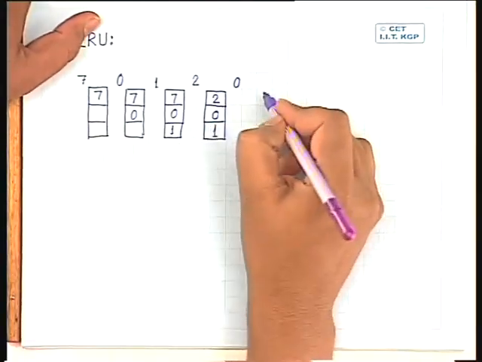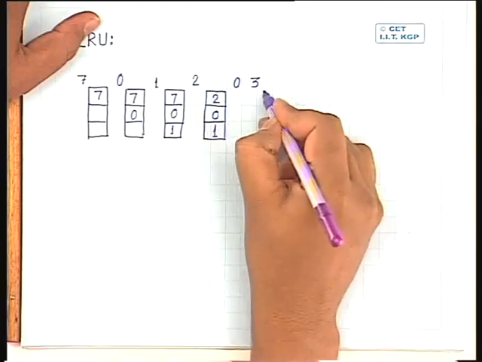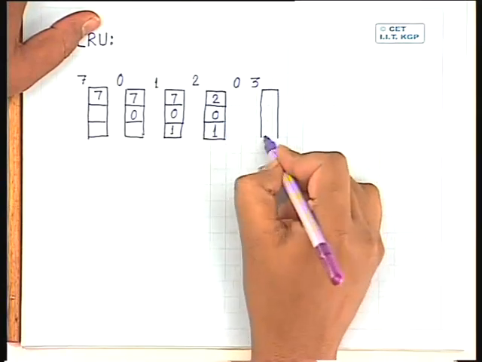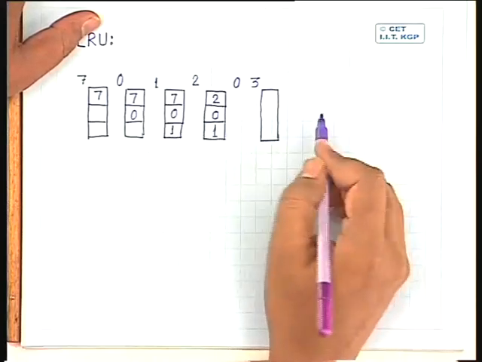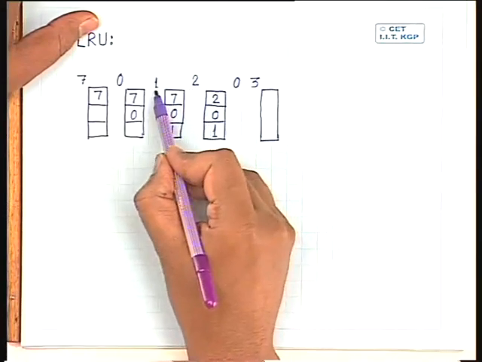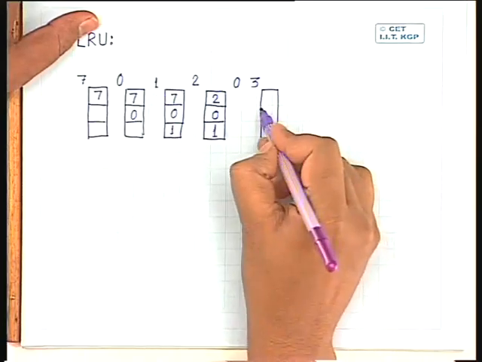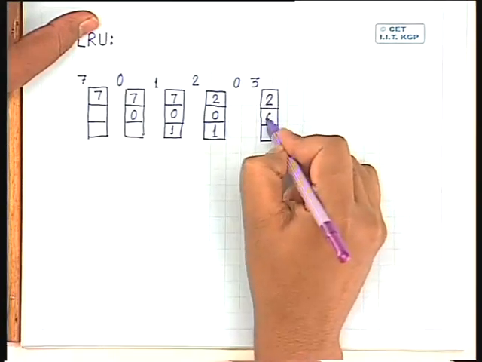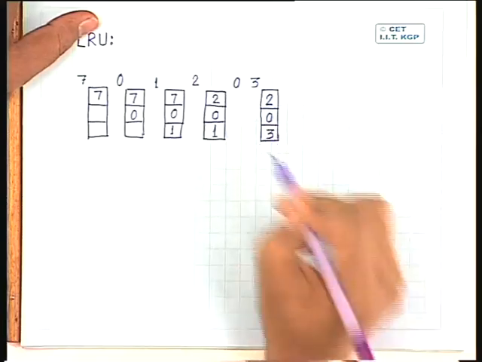The next page that is referred is page number 3. Again, I have a page fault. And I have to find out that out of these 3 pages in main memory, which one is least recent. 0 is most recent. Before that, page number 2. 1 is least recent. So I replace page number 1 by page number 3. So situation is 2, 0, 3.